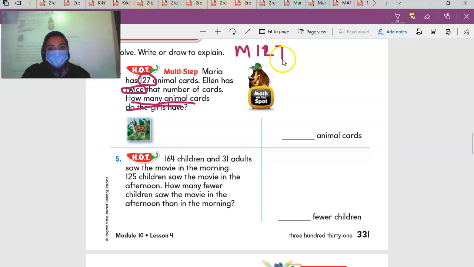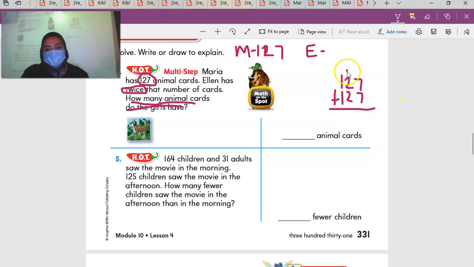We're going to write what we know. And we know that Ellen had cards too. Do we know how many Ellen had? No. We know Ellen had twice as many as Maria, and that's all we know. So what are we going to do to find out how many Ellen has? We're going to add 127 plus 127, because Ellen has twice as many as Maria. So you're adding 127 twice, 2 times. Which should be pretty easy because these are a whole bunch of double facts.